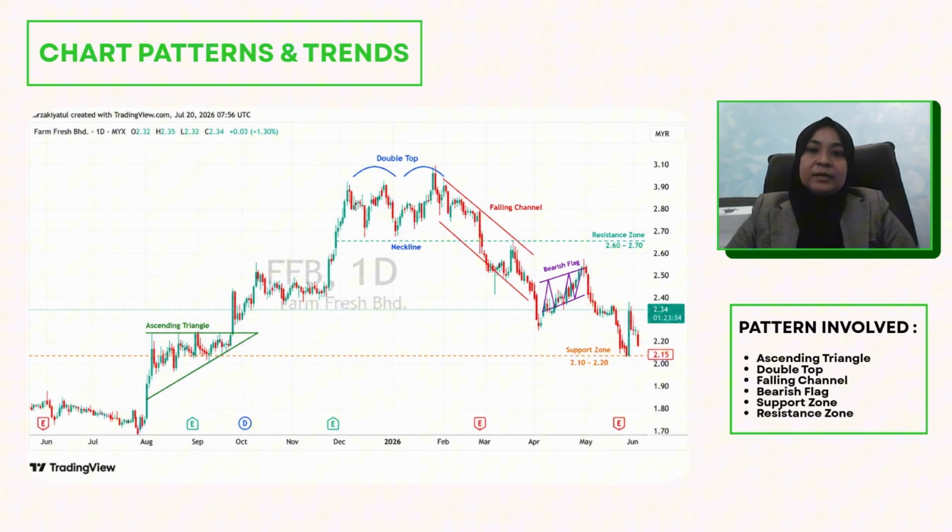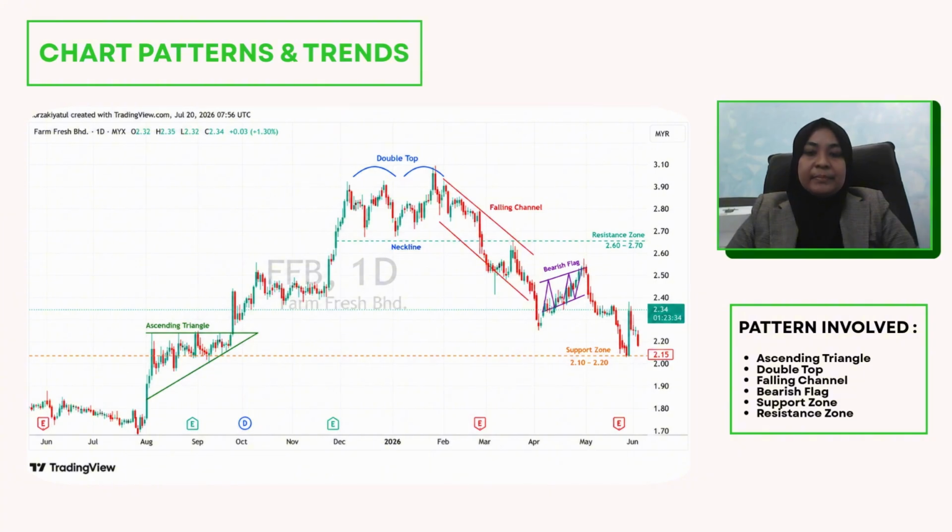Next, between January and February 2026, the stock formed a double top near RM 3.00. This bearish reversal pattern indicated that the price failed to move higher and then started to decline. From February to April 2026, the price moved inside a falling channel, confirming a clear downward trend.